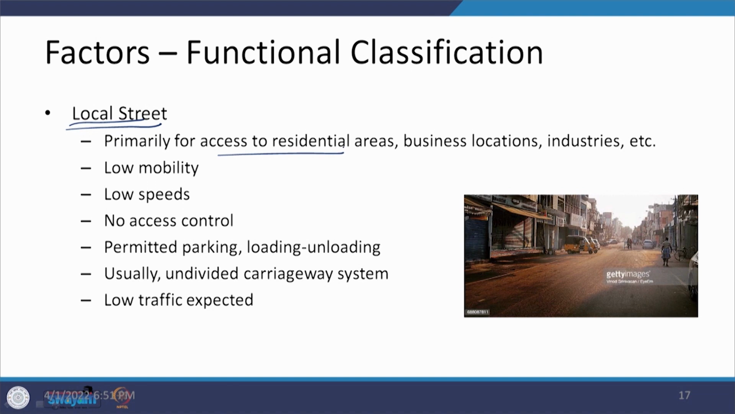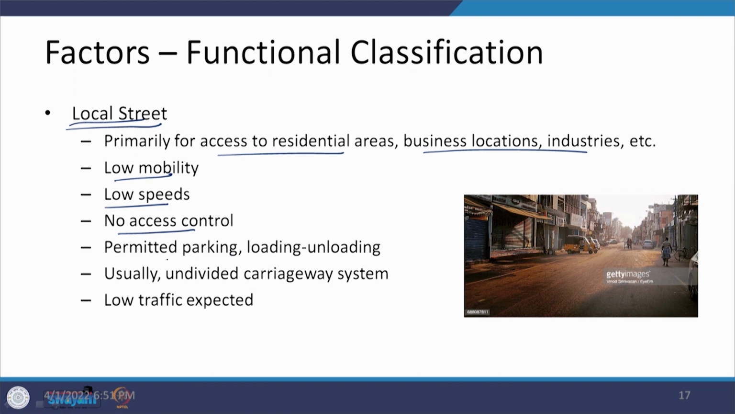So, they are going to provide access to the residential areas or to the business location or industries in that particular area. So, those type of streets are there. The mobility is going to be quite low. That means the speeds are quite low. There is not going to be any access control in this. People are free to utilize them in any manner, but then of course, that should not create an impact to the traffic which is moving on that road.